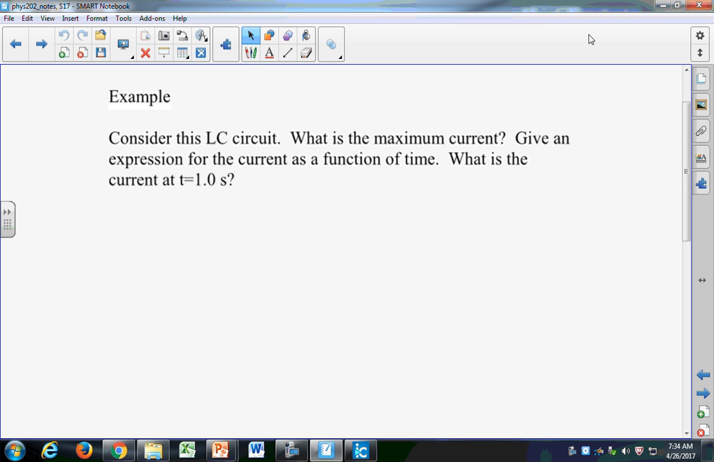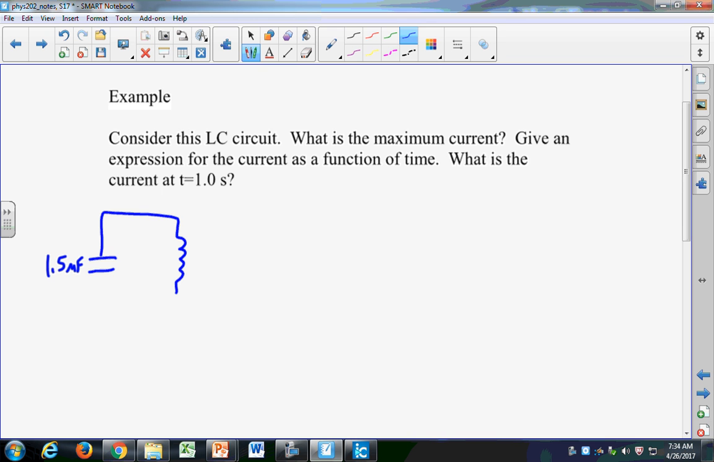All right, so let's look at an LC circuit. I want to know its maximum current. The LC circuit has a 1.5 microfarad capacitor. That's our C, right? Capacitance. And then it has an inductor, which is 12 millihenries. And that's all we got. So the capacitor had previously been charged up by a 12-volt battery.